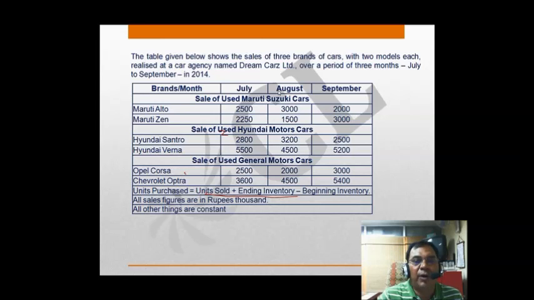So Maruti Alto 30%. So we get 15%. So that means 300, 450. I get the figure of 450. And Hyundai Santro is 320. Okay, 450.